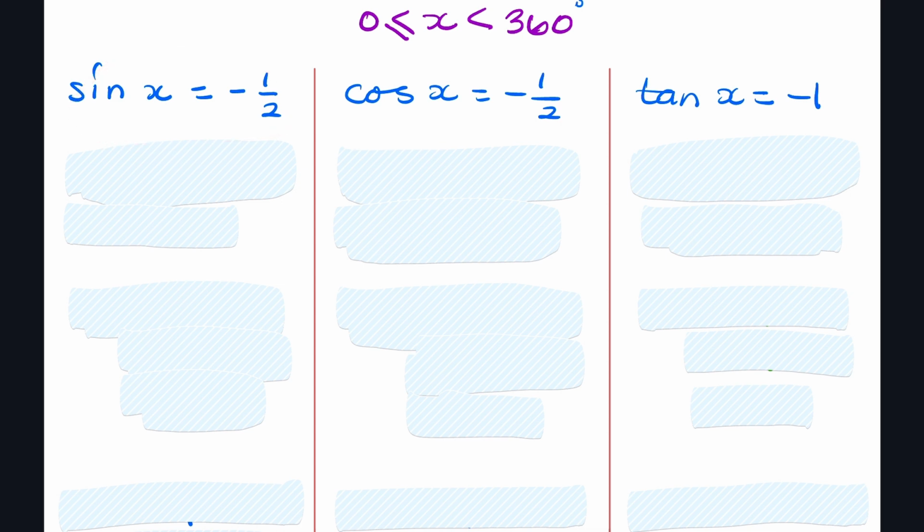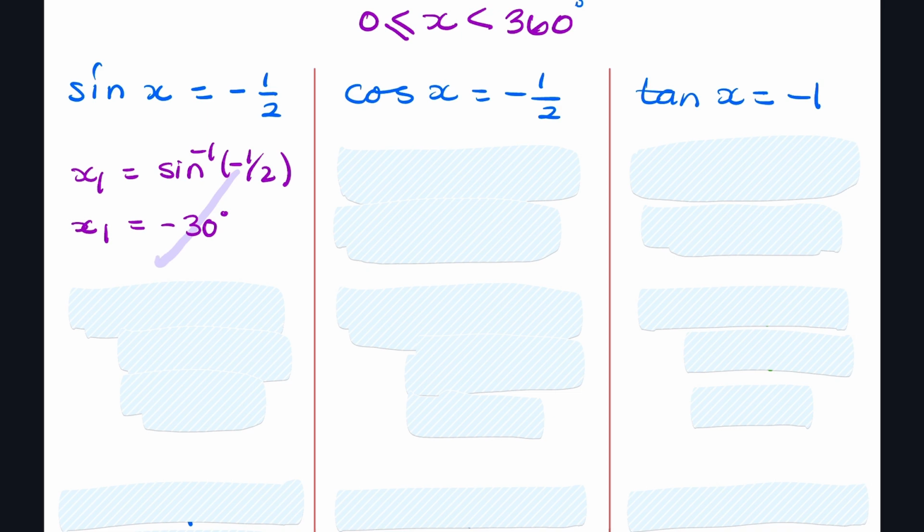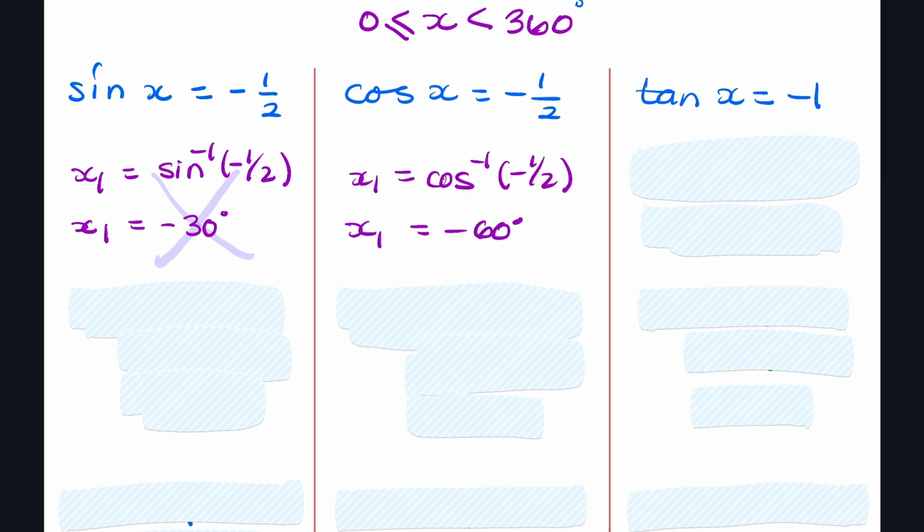So for example, for sine x equals half, if you put that in your calculator and take the inverse sine, you'd get 30 degrees. But 30 degrees is not inside that range, so it's less than 0. The same with cosine. The inverse cosine of negative half will give you negative 60, which is outside this range, so that's not an acceptable solution.